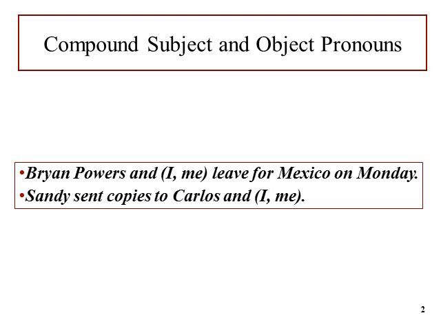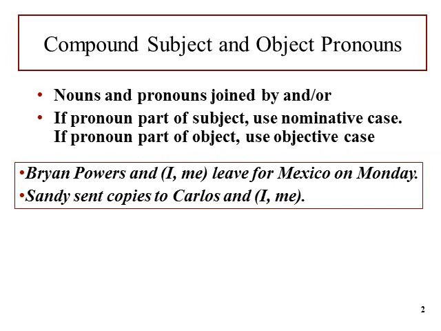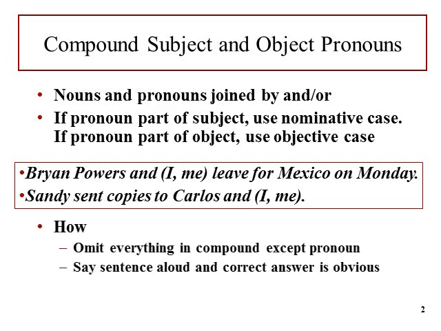But how about this second one? Sandy sent copies to Carlos and I, or Sandy sent copies to Carlos and me. What I often hear is people say Sandy sent copies to Carlos and I, but the correct answer is Sandy sent copies to Carlos and me. And the way in which we figure this out is simple. When you have nouns or pronouns at the front end or the back end of a sentence joined by and or or, you need to determine whether it's part of the subject or the object, and then you choose which case to use.